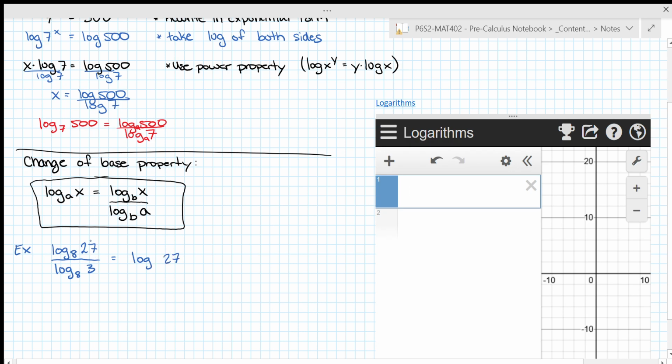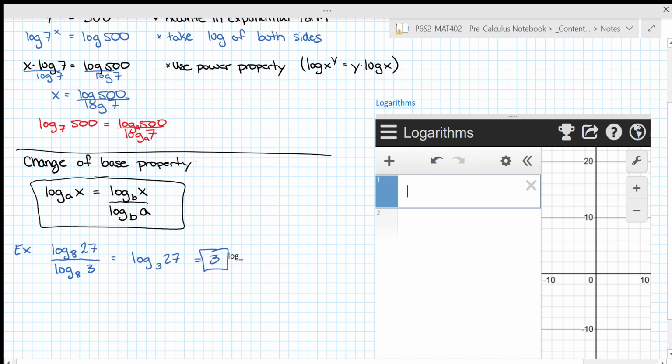So the log base 8 of 27 divided by log base 8 of 3 is the same thing as the log base 3 of 27. And now this is saying what's the exponent on the power of 3 that would give me 27 as an answer? Well, 3 cubed gives me 27 as an answer.